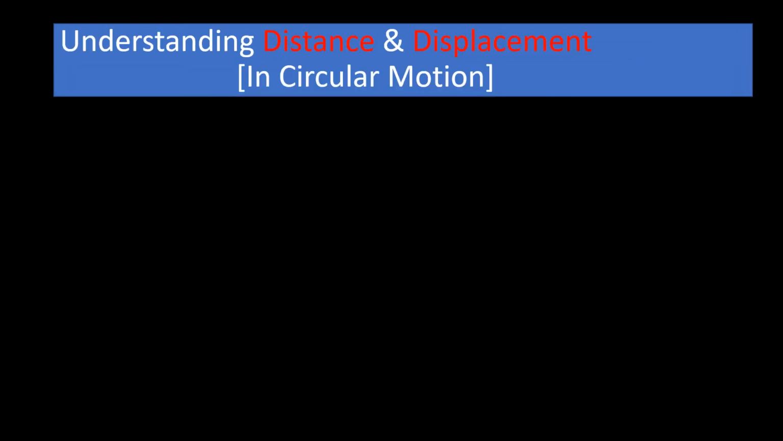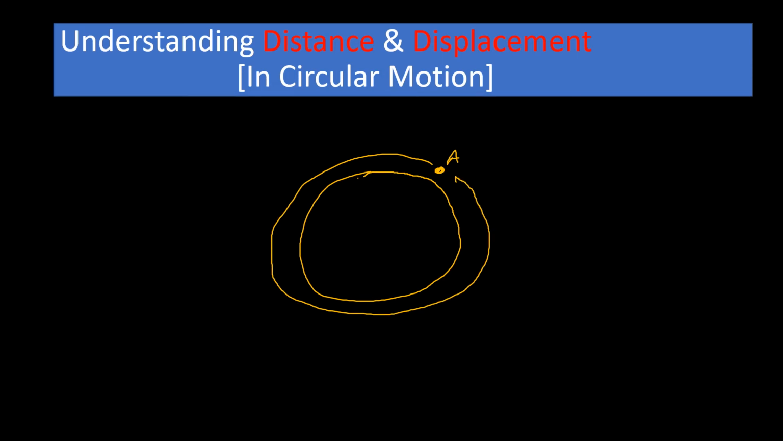So guys, let us now understand the concept of distance and displacement in circular motion. We have already discussed that if an object moves in a circular manner, let us say the object starts at this point A, and after covering this circular path, it returns back to this A.